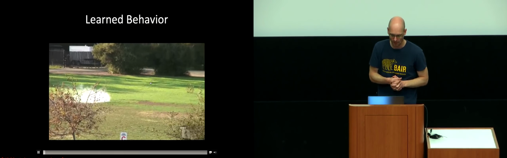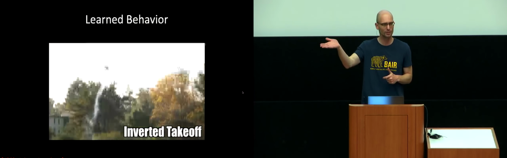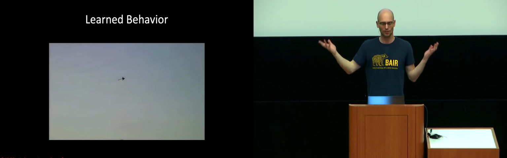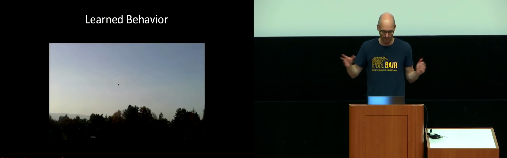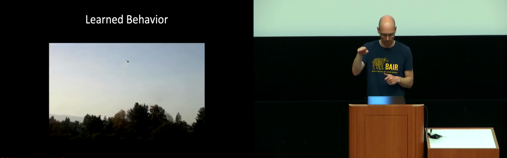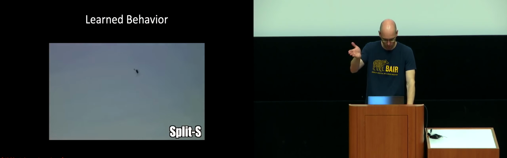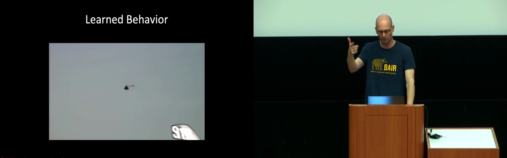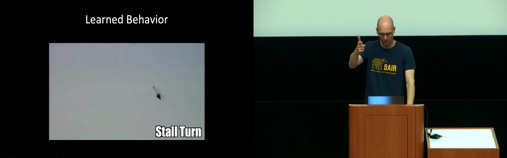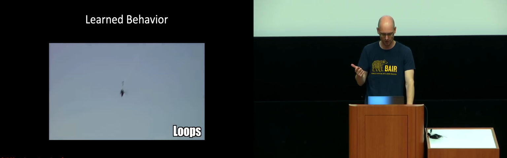Here's what we get. So, fully autonomous takeoff, flipping over during takeoff, hover. So this method can also learn to hover, no problem. Then it goes into forward flight, and it's going to do something called a split S, where you do a half roll, half loop. It's a way to change direction without burning all your energy to friction. A stall turn is a climb and then a 180 and come back down. Another way to change direction without burning your energy to friction.